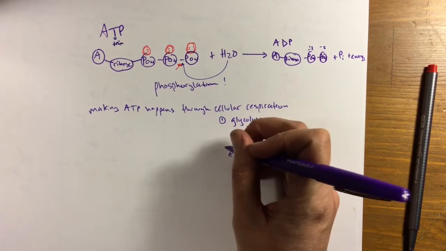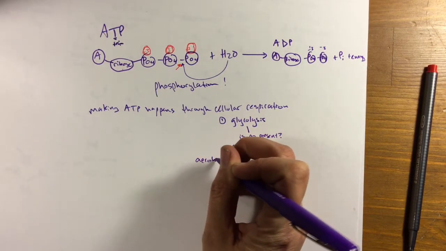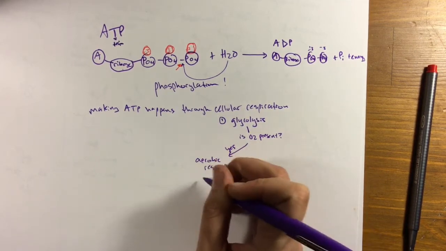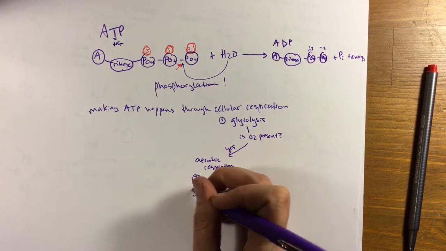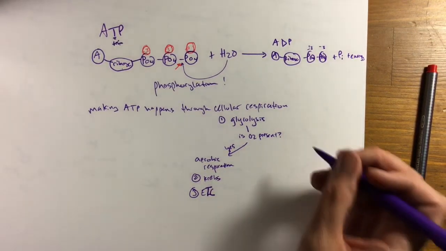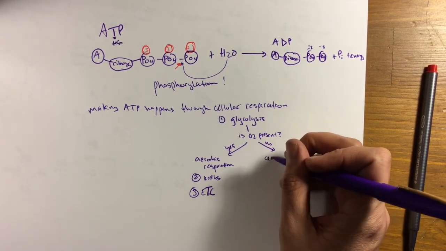If yes, then you're going to go through aerobic respiration, which means you're going to do step 2, which is the Krebs cycle, and then step 3, which is the electron transport chain. Okay? If no, you're going to go through anaerobic respiration.